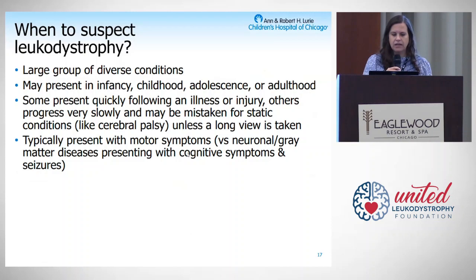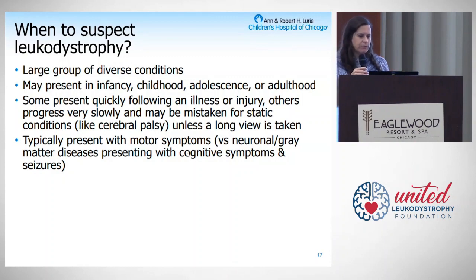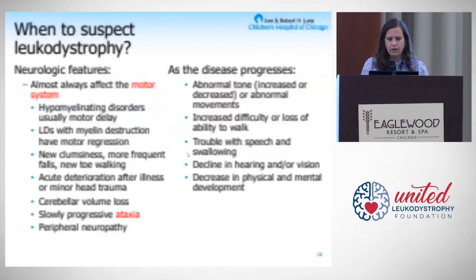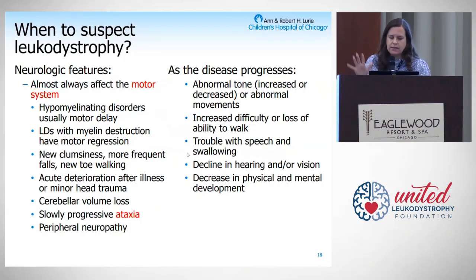Vanishing white matter comes to mind. Others progress very slowly and actually can be mistaken for static conditions like cerebral palsy, unless you take a very long view of the condition and the course. They typically present with motor symptoms versus gray matter diseases, which typically present with seizures. And so when to suspect, like I said, they almost always affect motor function. Hypomyelinating leukodystrophies can have motor delay, and then leukodystrophies with myelin destruction can have motor regression. And of course, they can overlap, but that's kind of a more general classification.